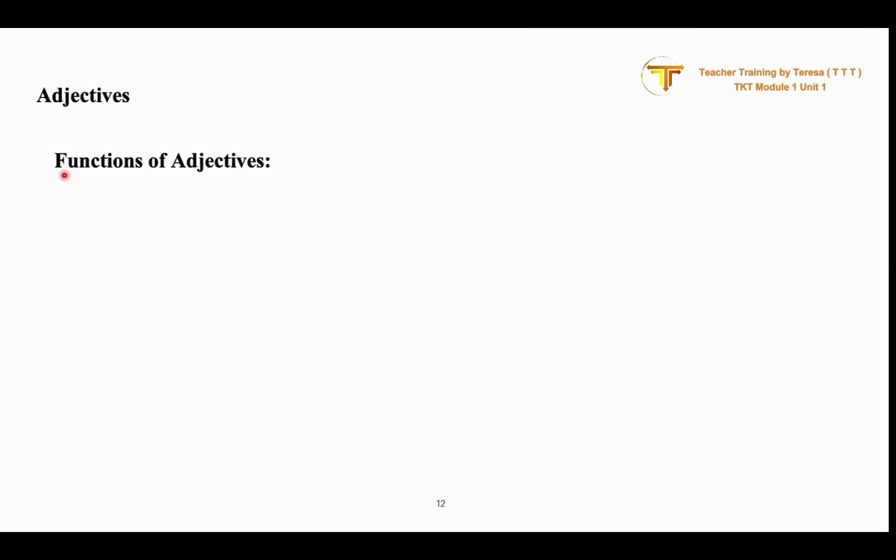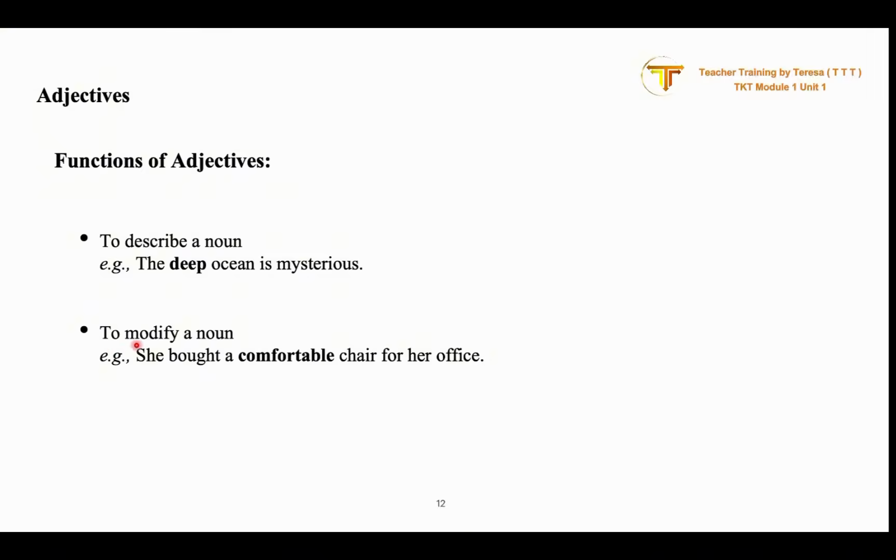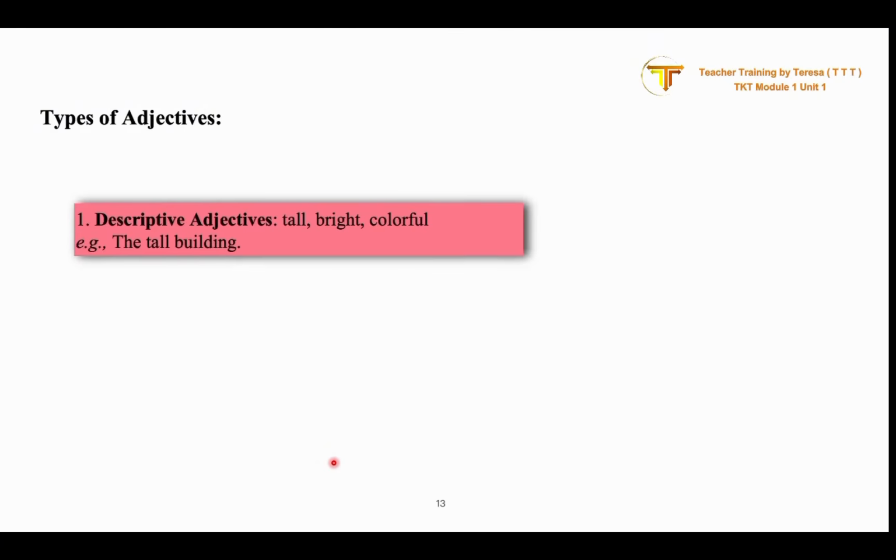Adjectives. Functions of adjectives. To describe a noun. The deep ocean is mysterious. To modify a noun. She bought a comfortable chair for her office. To specify a noun. I want the large pizza, please. Types of adjectives.